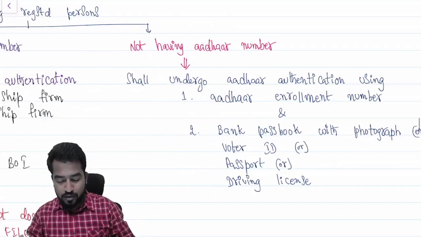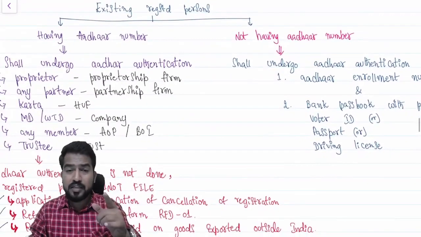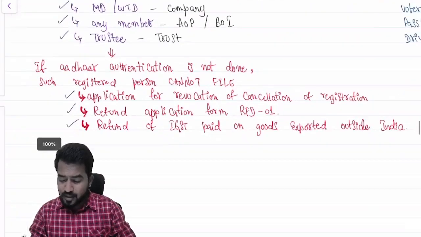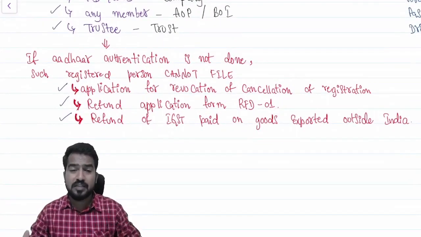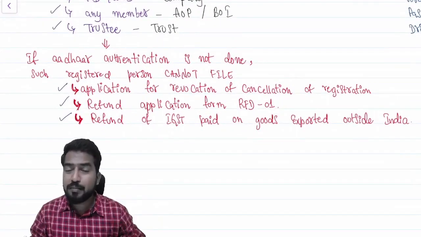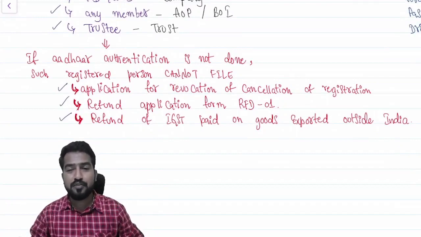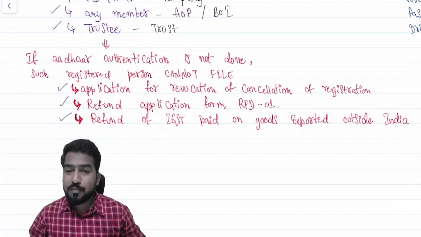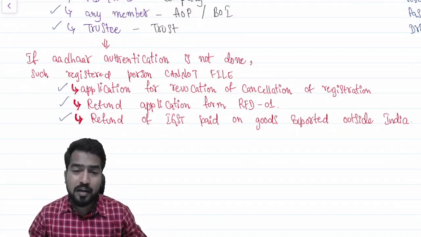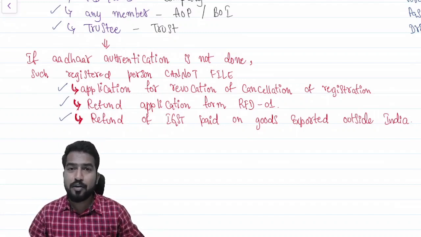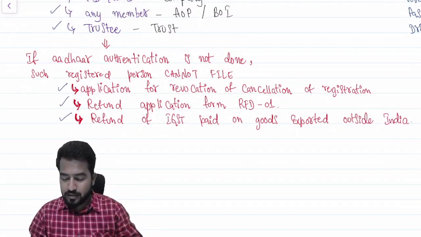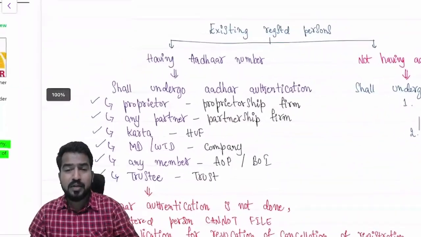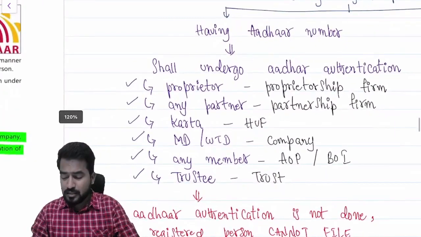So that is the concept here. If you are not doing Aadhaar authentication, then there is a disadvantage for you, that means you are losing certain luxuries. What are those? You cannot file an application for revocation of cancellation of your registration. You cannot file a refund application in form RFD-01, and you cannot file a refund of IGST paid on goods exported outside India. Clear?